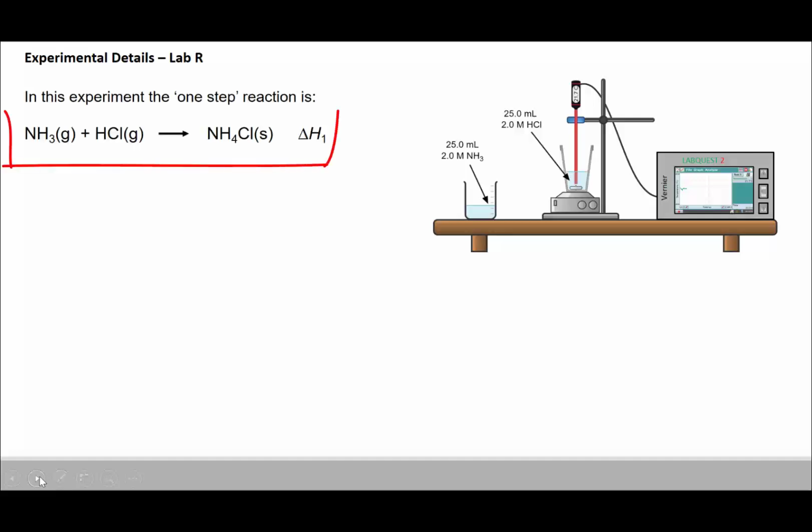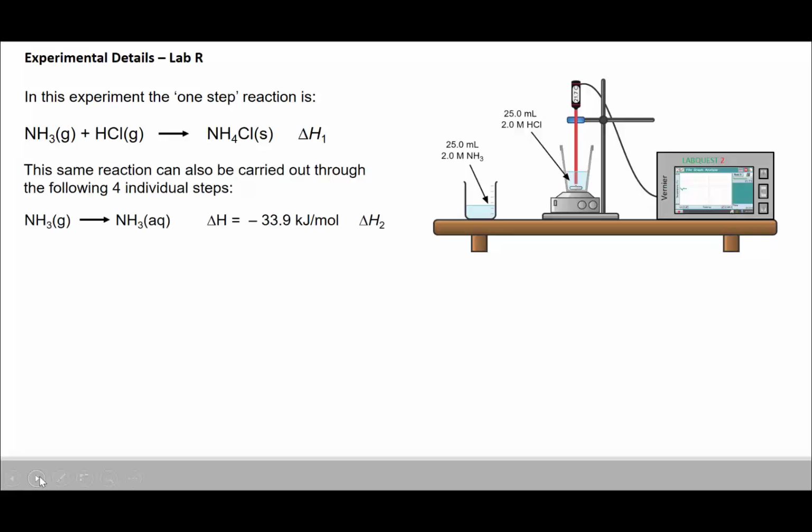The reaction of interest, which is the one not easily studied in the lab, combines gaseous ammonia and hydrogen chloride gas to produce solid ammonium chloride. This reaction cannot be studied using coffee cup calorimetry as the reactants and products are not aqueous. Bomb calorimetry also does not apply as there is no combustion involved in this reaction.